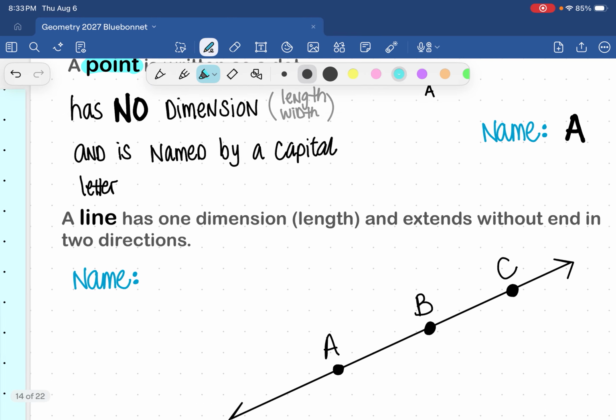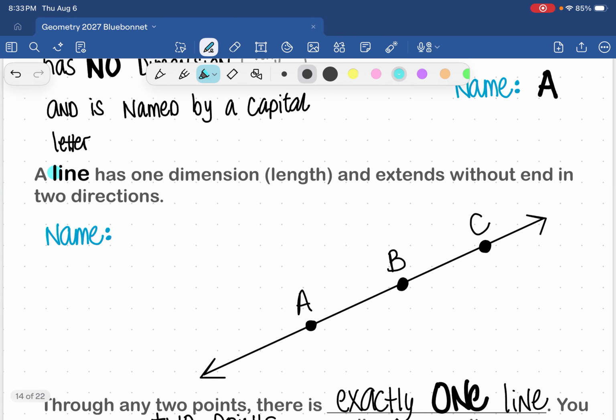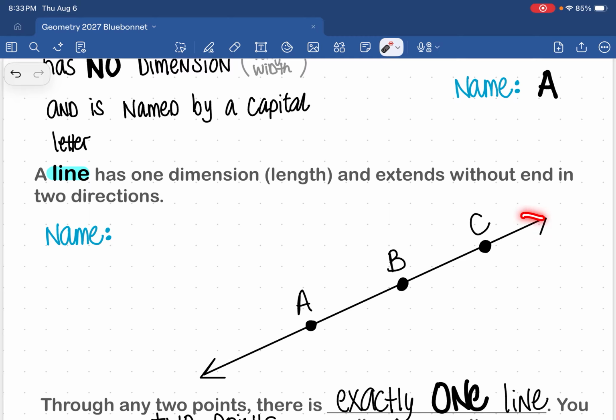Our next building block is a line. You saw a lot of these in algebra. However, we're just talking about the shape, the diagram of a line. A line has one dimension, which is length, and extends without end in two directions. In geometry, it is very important that our lines contain arrows at both ends. This is to show that it extends without end in two directions.